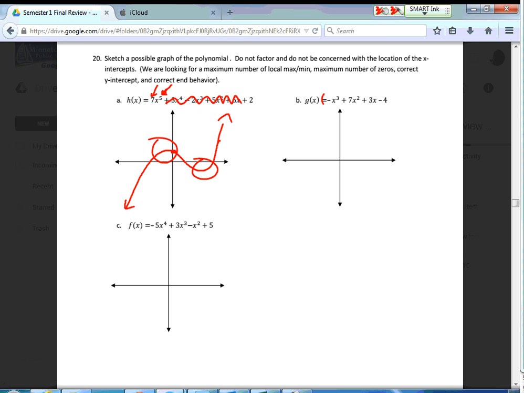Okay, this one leads with a negative. I hope you know that means down on the right, and then you know what the y-intercept is. And remember how to do those? Are you good on that kind now? All right. Yes. Okay.